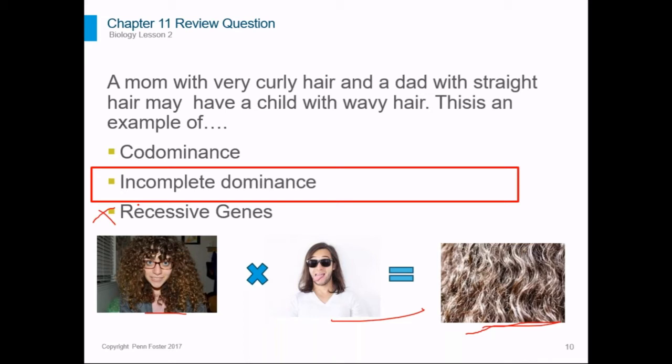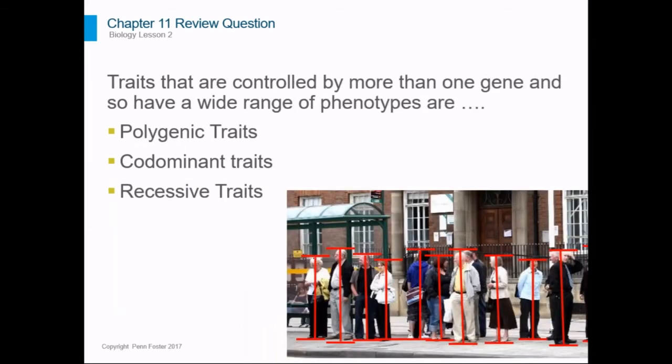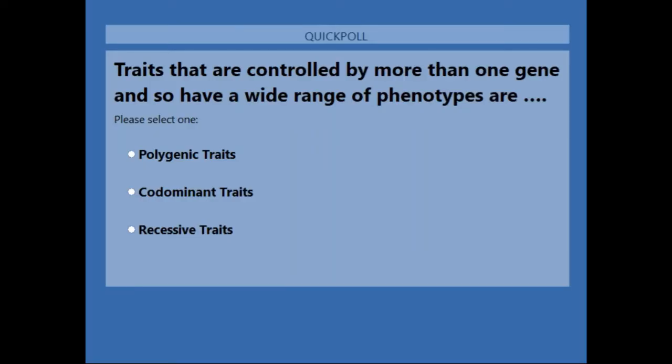Traits that are controlled by more than one gene have a wide range of phenotypes. And the example shown here is height. So people that are really short, people that are really tall, and people that are in between, all different heights. So what type will give you a wide range of phenotypes because it's controlled by more than one gene? So here comes another poll. Take about 30 seconds to answer this one, then we'll move on.